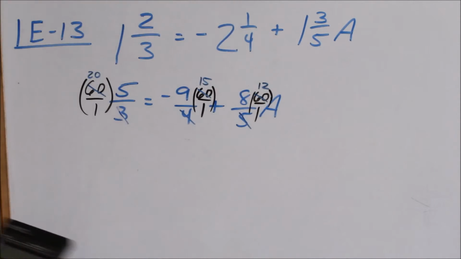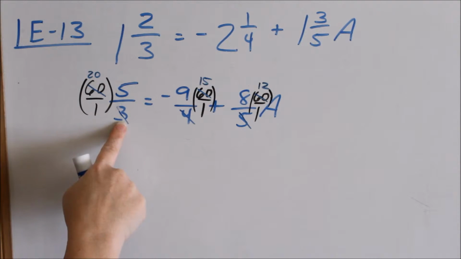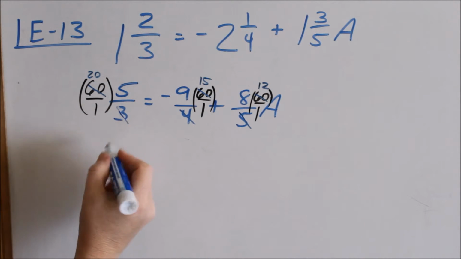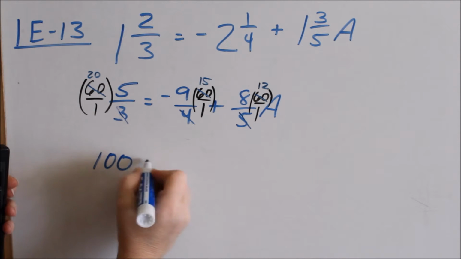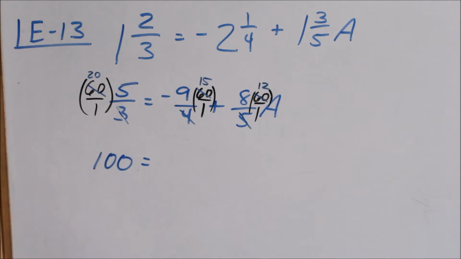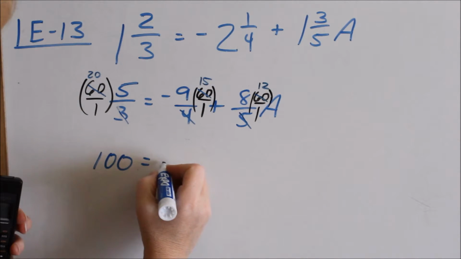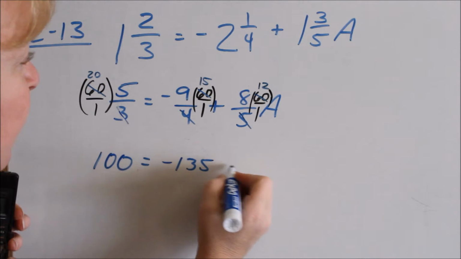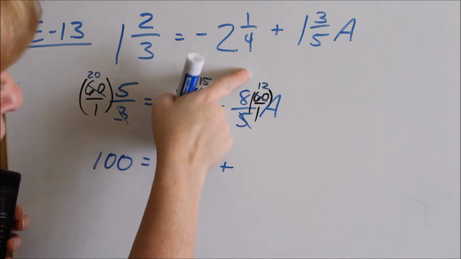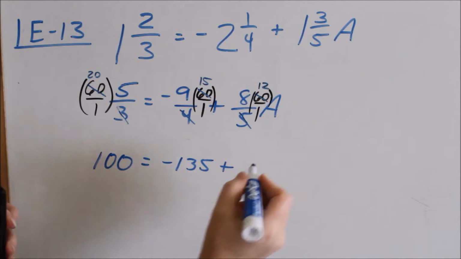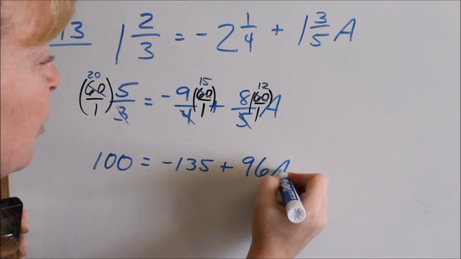Alright, so now what do we have left? Our denominators are 1, and here I have 20 times 5. My parentheses implies multiplication. 20 times 5, 100. Negative 9, do not forget your negative. So negative 9 times 15, a negative times a positive is a negative. That'd be a negative 135 plus 8 times 12. So 8 times 12, 96, and don't forget your A.